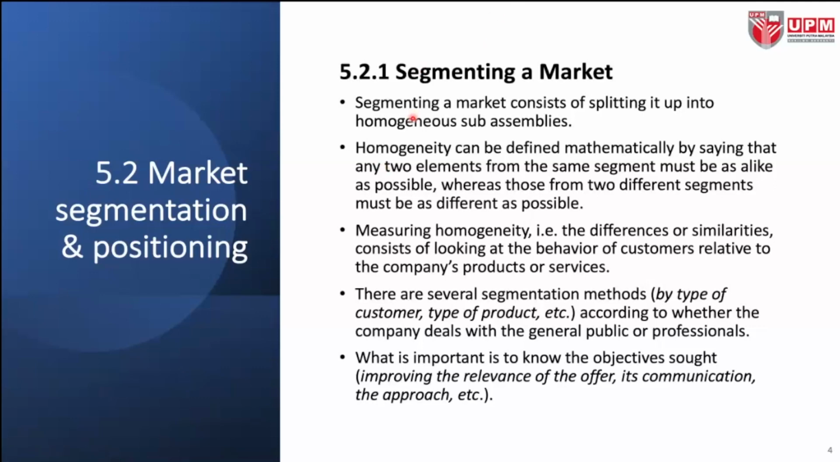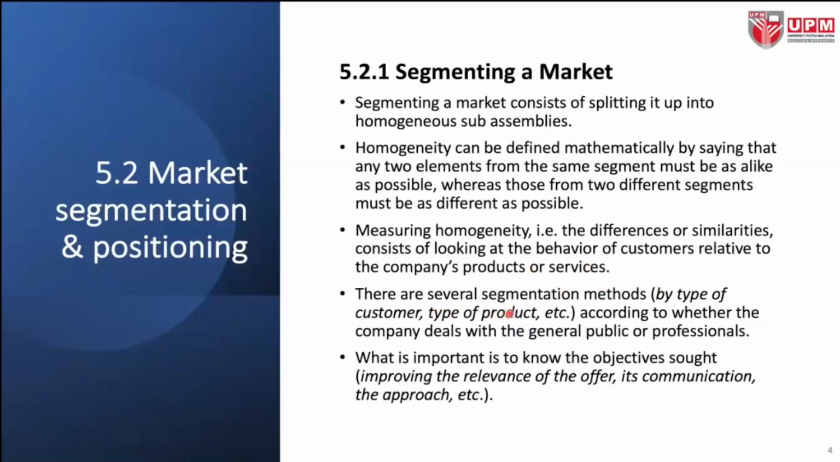Basically, segmenting a market consists of splitting it up into homogeneous sub-assemblies, as highlighted. Later on, we are going to look into examples of how market segmentation is done in aerospace. Homogeneity can also be defined mathematically by saying that any two elements from the same segment must be as alike as possible, whereas those from two different segments must be as different as possible. So measuring homogeneity, the differences or similarities, consists of looking at the behavior of customers relative to the company's product or services. So this is just a general overview.